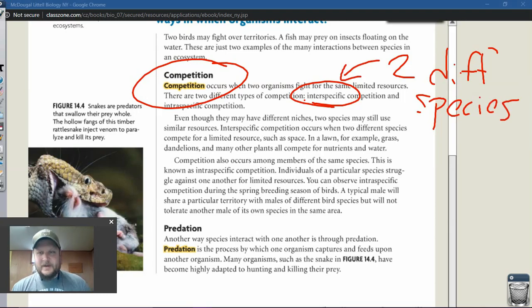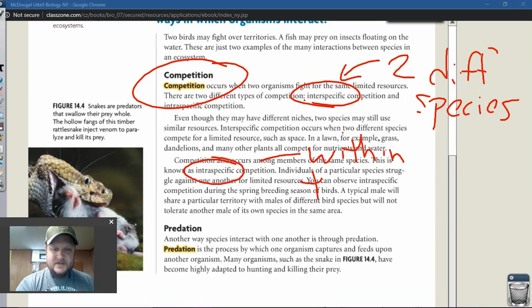Okay, sorry for my handwriting, it's the best I got. Intraspecific, there's the word right here, intraspecific, okay, this is going to refer to competition within the same species.